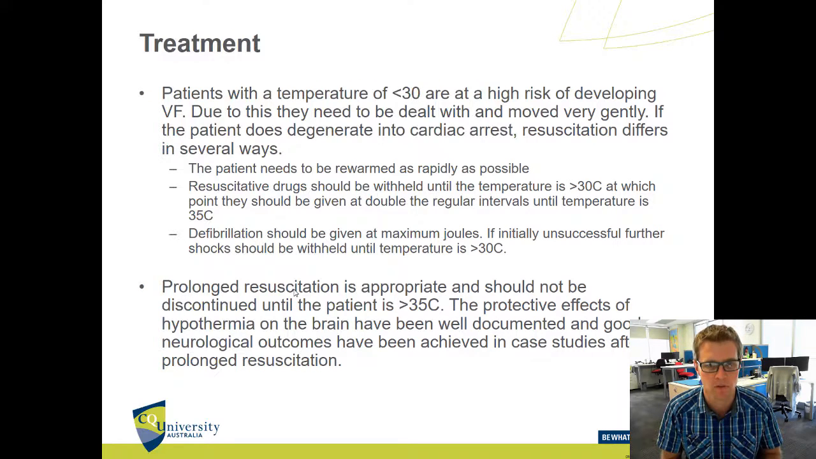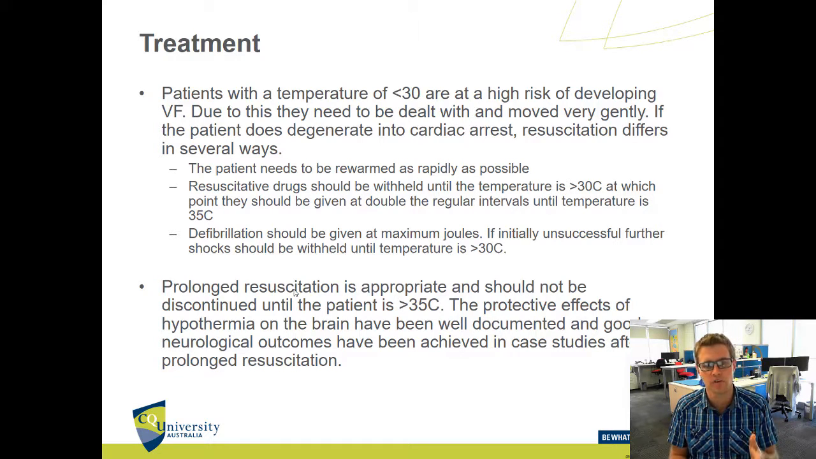When they're over 30 degrees but under 35 degrees, you can start giving adrenaline, but you want to give it at double the regular interval. And if you do defibrillate, if you're in Queensland using the CorePulse, you're just going to use 200 joules anyway. But if you're in other states that have a LIFEPAK that lets you escalate the joules, you just go straight to 360 and defibrillate at your maximum joules straight away.